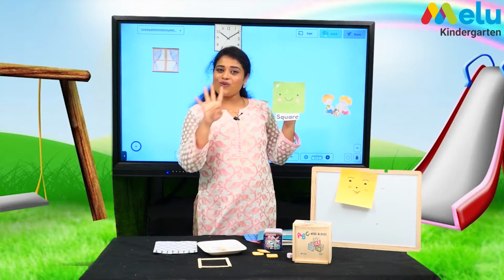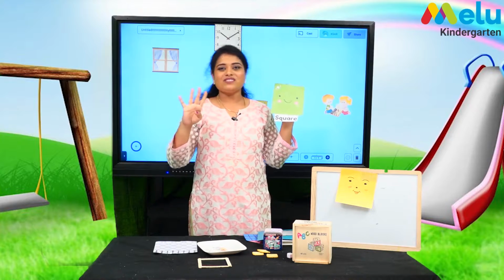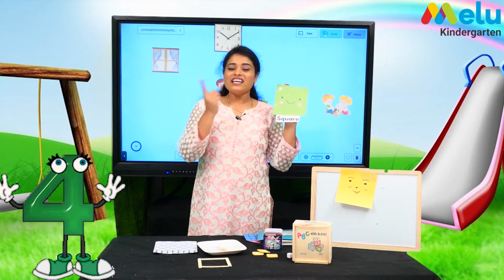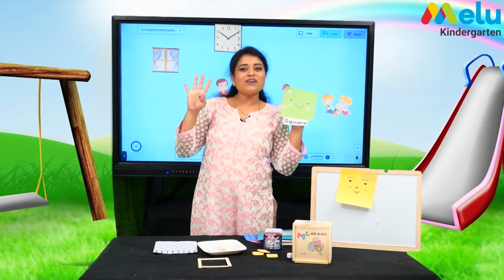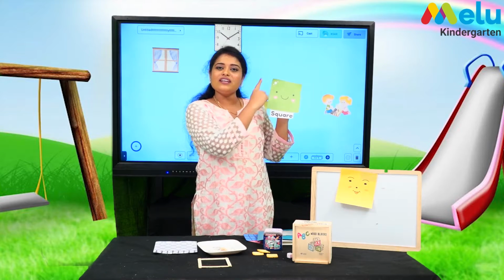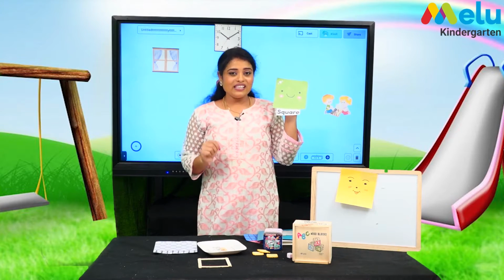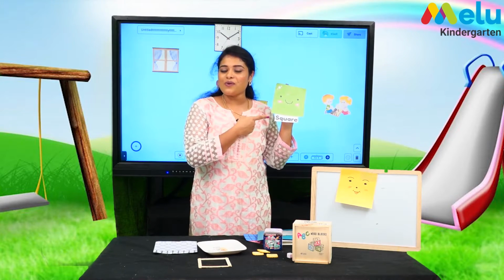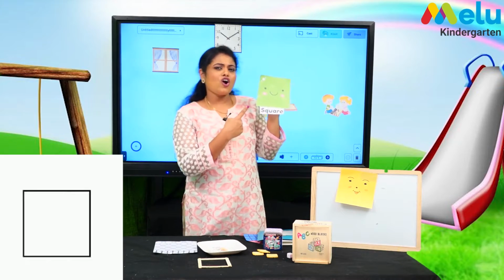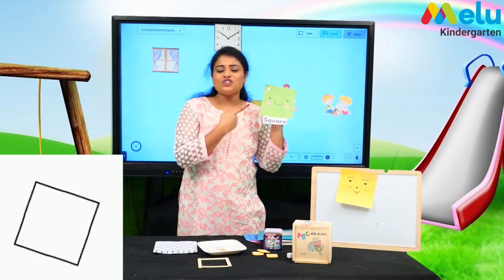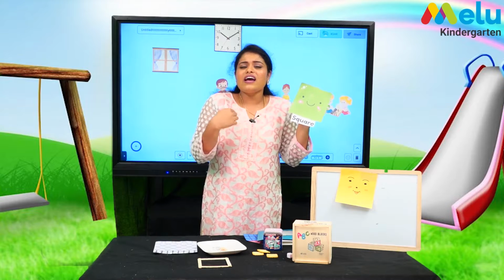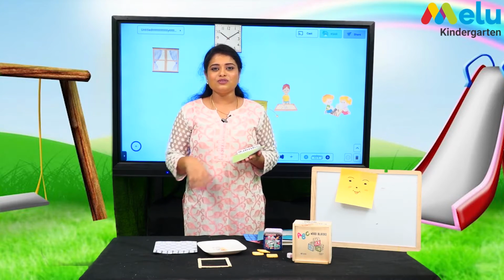This shape has four same sides. It has four corners too. This shape is called a square. I just want to tell you.